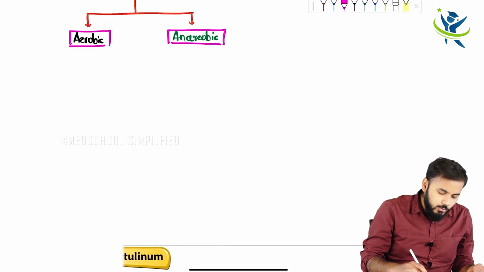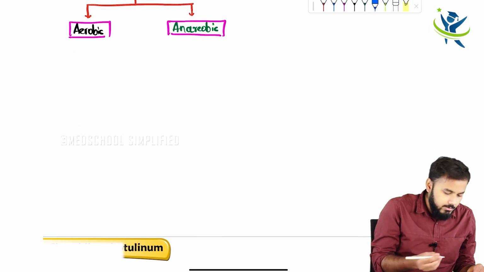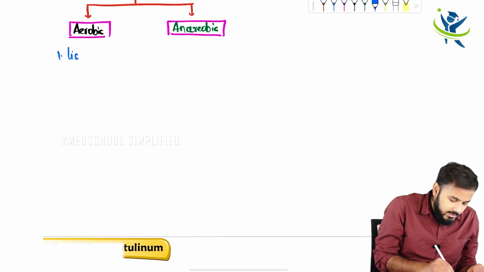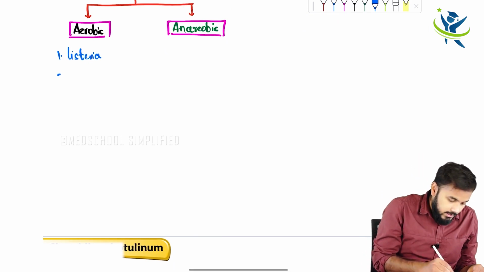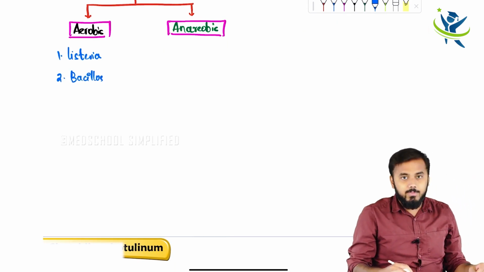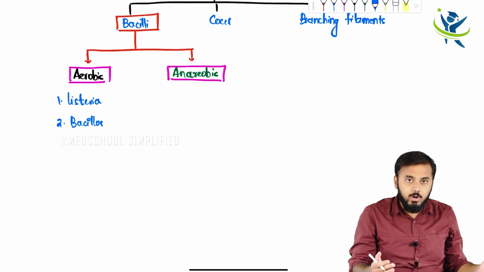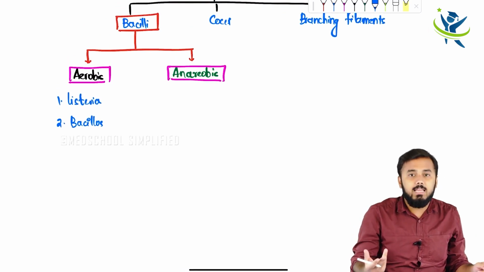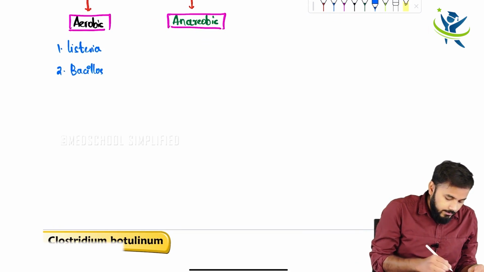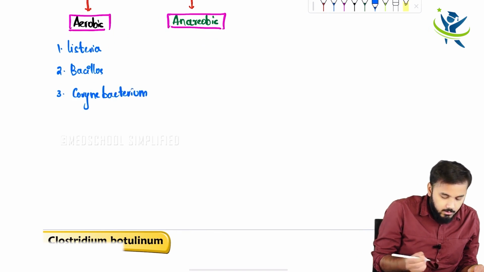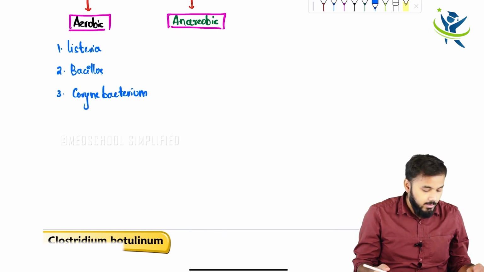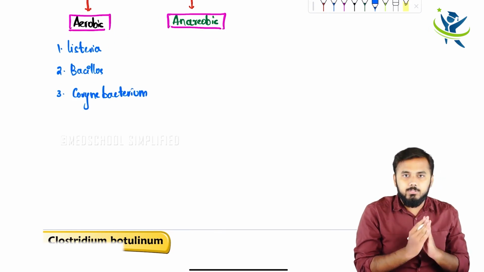Coming to a few examples of aerobic organisms: one is Listeria, that is Listeria monocytogenes, all of you know that. Second is Bacillus, in the sense of Bacillus anthracis, obviously a rod-shaped organism. Third is Corynebacterium, which causes diphtheria, Corynebacterium diphtheriae. All these organisms can live in the presence of oxygen.